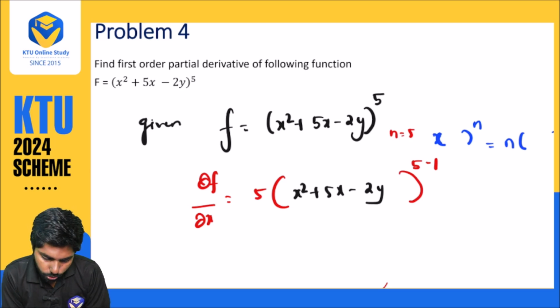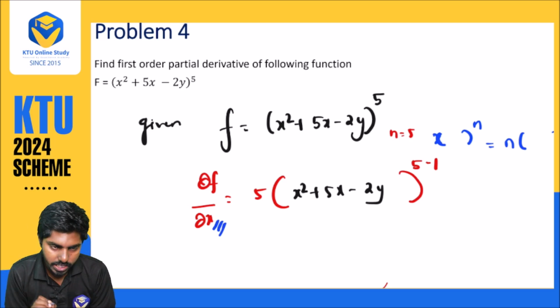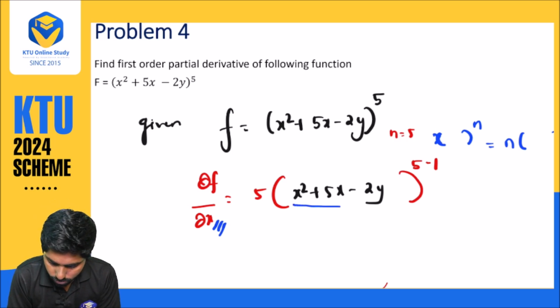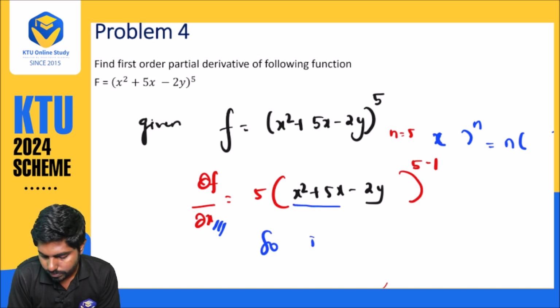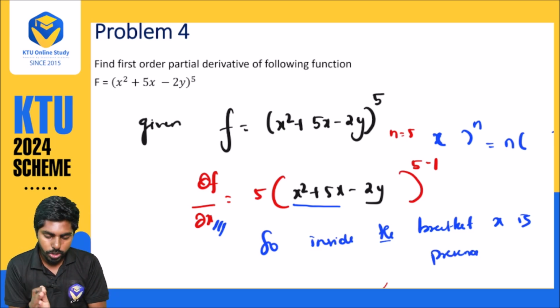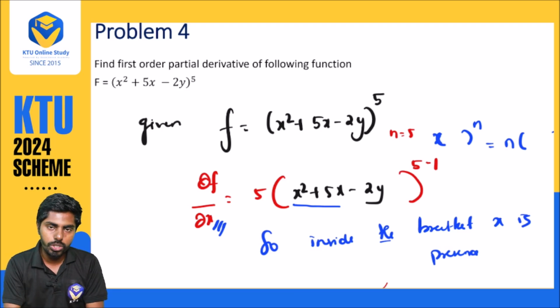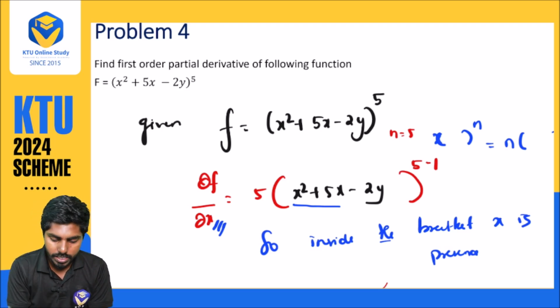So what we are doing is the partial derivative with respect to x. Inside the bracket x is present, so it is not equal to 0. So x is there, so we are able to continue. Now after completing the outside of the bracket, we want to do the inside of the bracket.